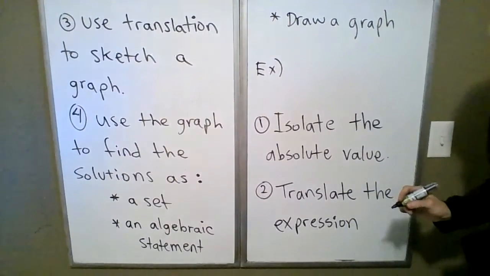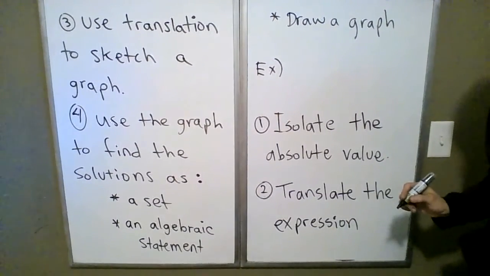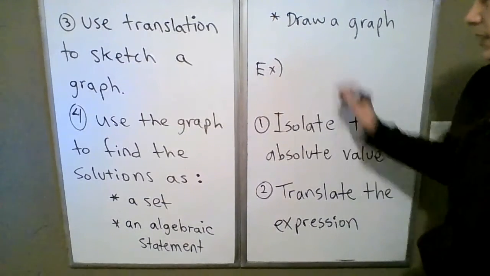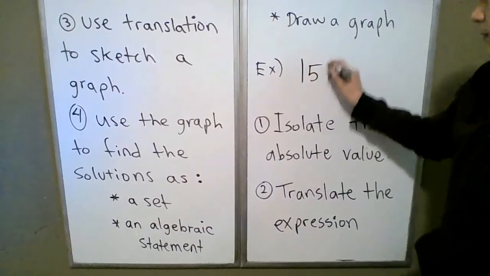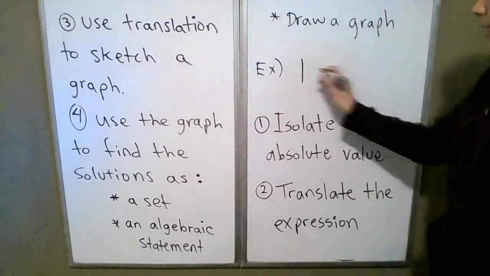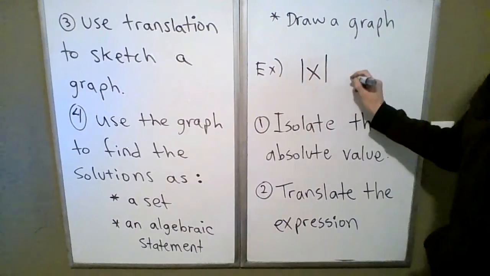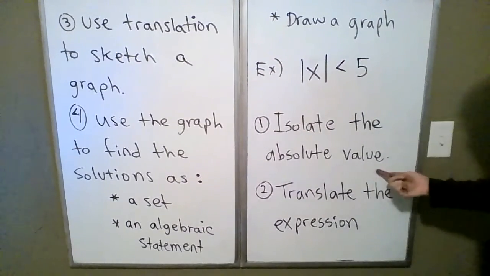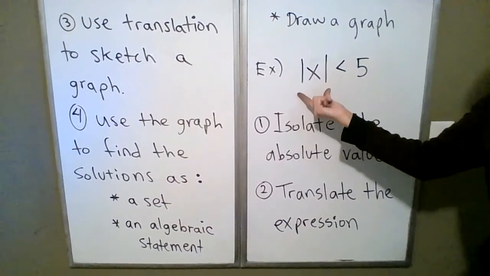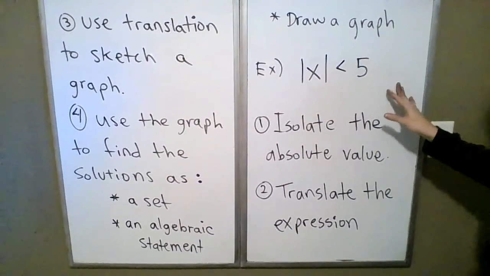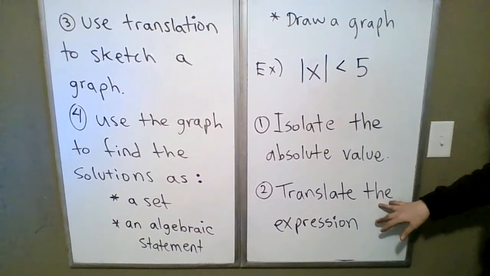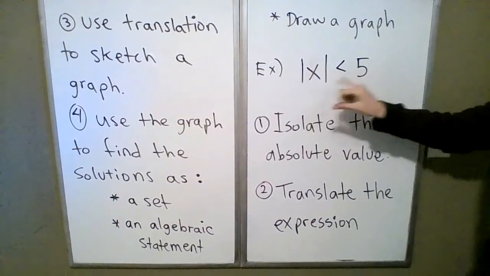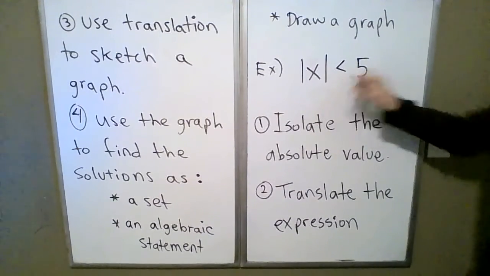We want to start with the absolute value of x is less than 5. For isolating the absolute value bars, it's already done. Those bars are on one side, got everything on the other side. Part 2 is translate what this says. This part says the distance between x and 0. Then this is less than 5.